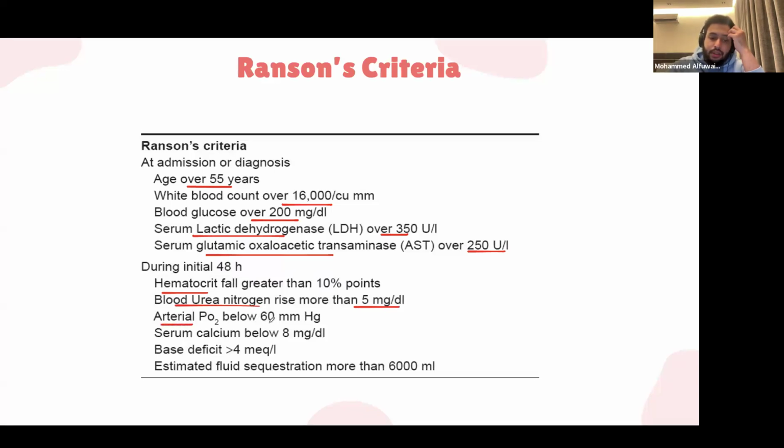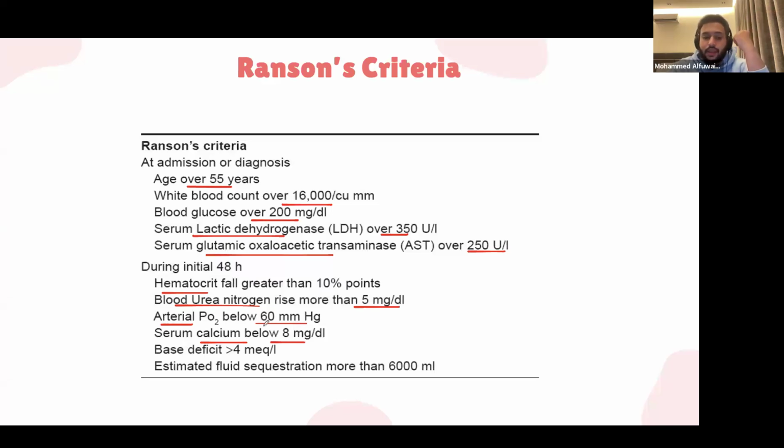Arterial PO2 below 60. Why? Because of the ARDS. Okay, so you see, did anything happen with their oxygenation? Serum calcium below 8. Now, pancreatitis causes hypocalcemia because of the fat necrosis. It uses up the calcium. So if you see the serum calcium below 8, it means that something's changed. It means there's severe fat necrosis that's happening.